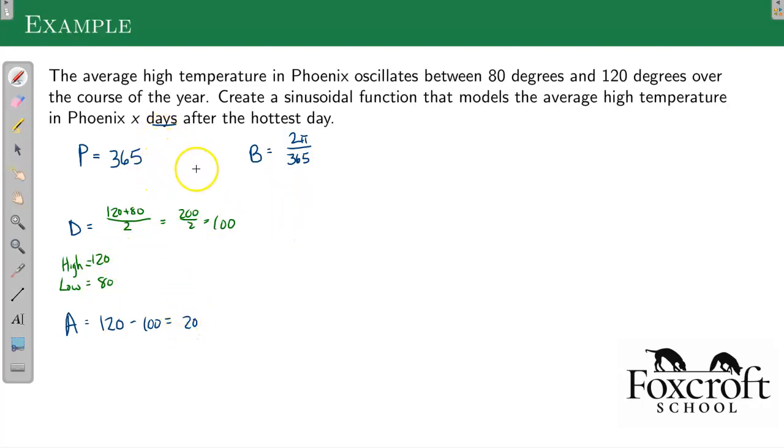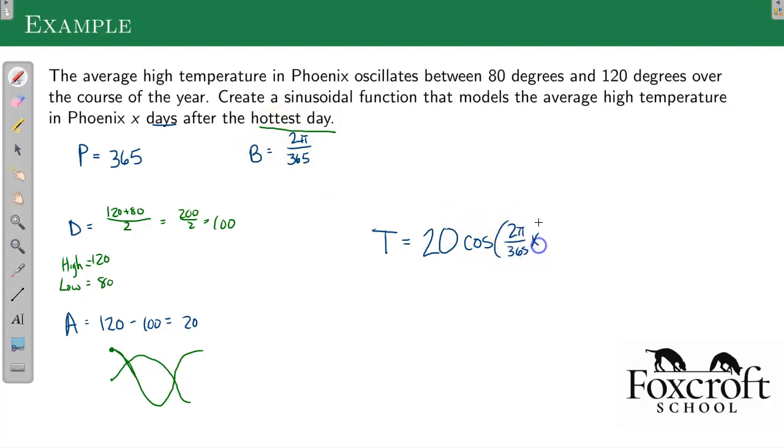The final thing is, does sine or cosine matter for this one? It actually does, because they want us to know after the hottest day of the year. So we want our equation to start at this high point. If we start at the high point and go down from there, that's our cosine graph. A sine graph starts in the middle, not the highest point. So our final answer is going to be: temperature is amplitude goes first, 20. Because we want to start at the hottest day, it's cosine. Our b value goes in the parentheses with the x. And our midline goes last.